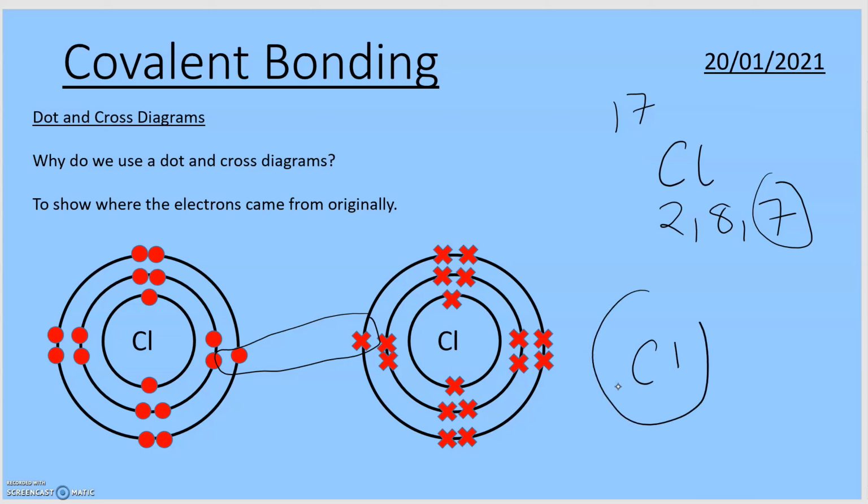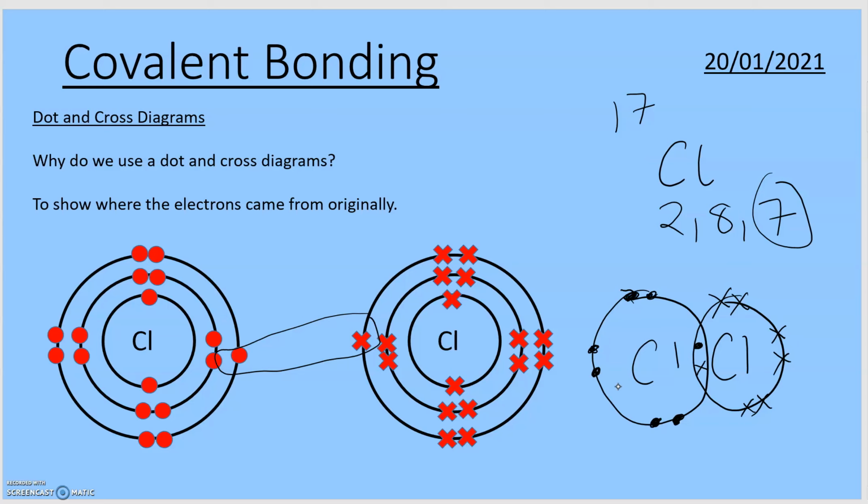So if I was to just draw the outer shell for you, chlorine and chlorine. If you look at this chlorine, in the outer shell it has already got 7 electrons. I'm going to put 1 there. And if you look on the other side, it's got 7 as well: 1, 2, 3, 4, 5, 6, and 7. So you can see they're sharing.